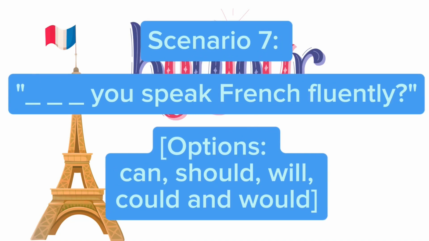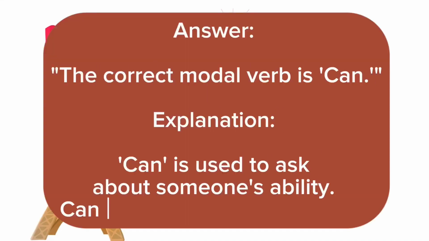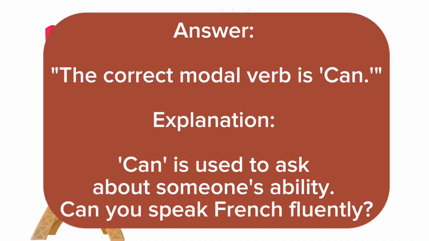Scenario 7. You speak French fluently? Options. Can, should, will, could, and would. Answer. The correct modal verb is can. Explanation. Can is used to ask about someone's ability. Can you speak French fluently?